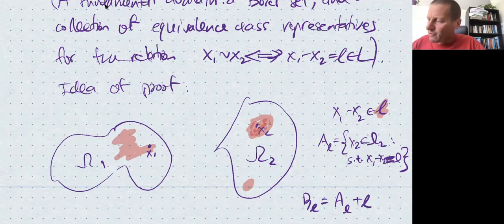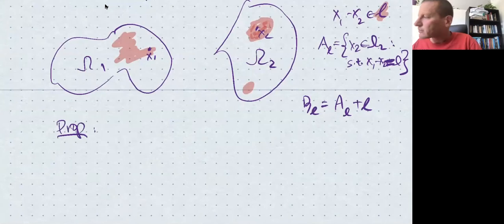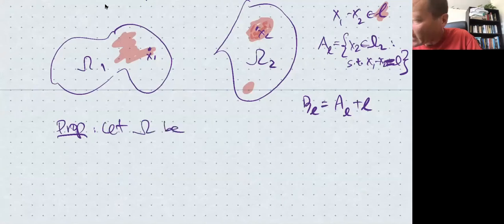This same proof gives a little bit more, so let me write that down as a separate proposition. Let omega, so L is a lattice.